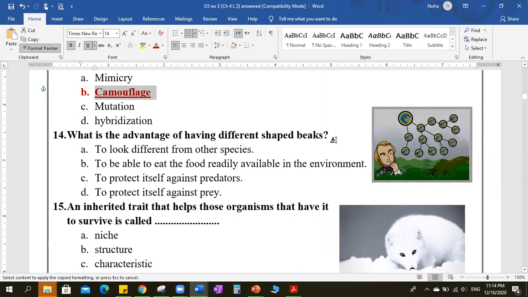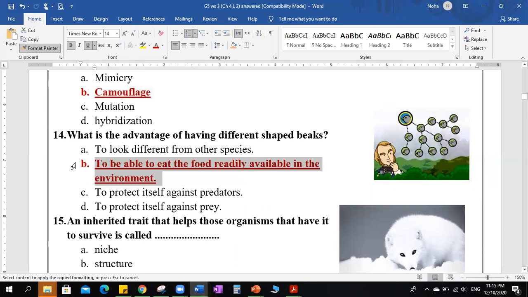Well, each bird has a certain shape of beak because it depends on what it eats. So birds that are carnivores will always have these sharp beaks that help them tear the meat. So the shape of the beak means to be able to eat the food readily available in the environment.